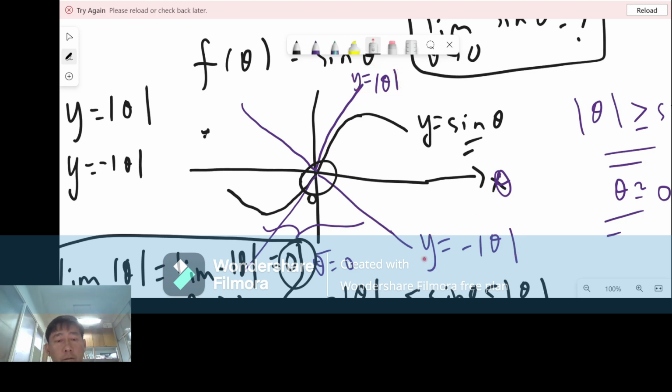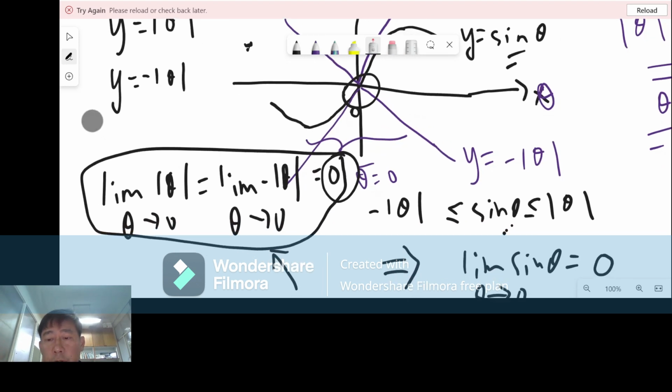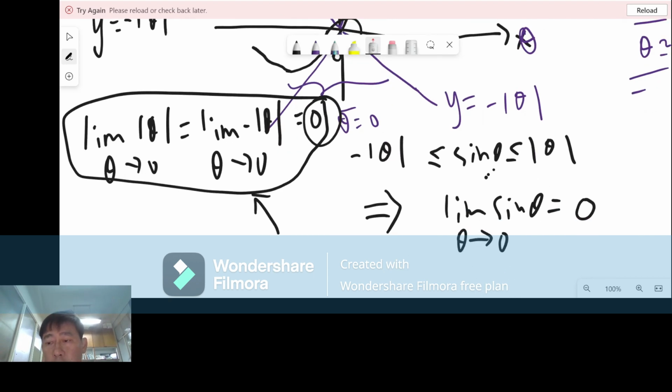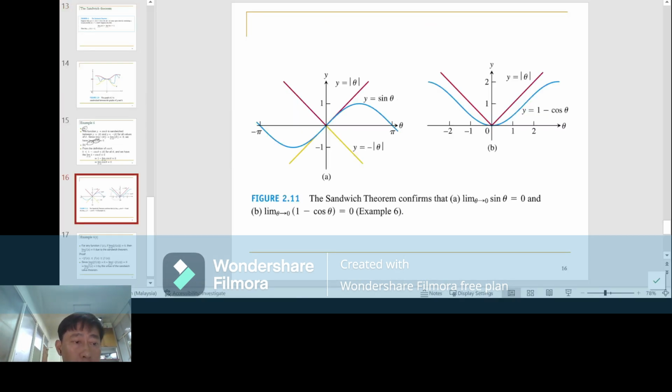functions converge to a common limit which is 0, and then by virtue of the sandwich theorem, the limit of sine theta is just equal to the common limit of absolute theta, which is 0. So that is the graph for y equals sine theta sandwiched between the absolute value of theta and the negative absolute value of theta.